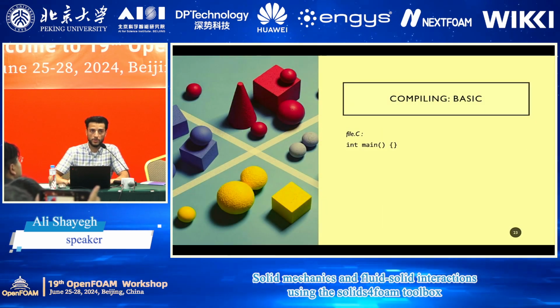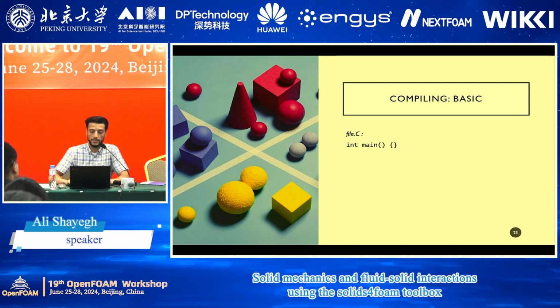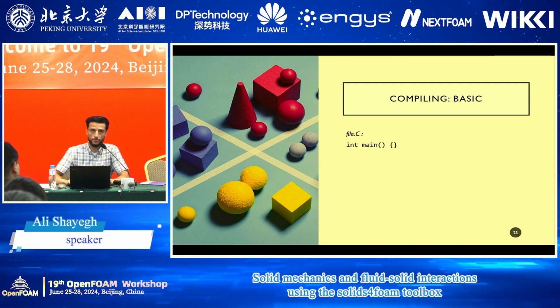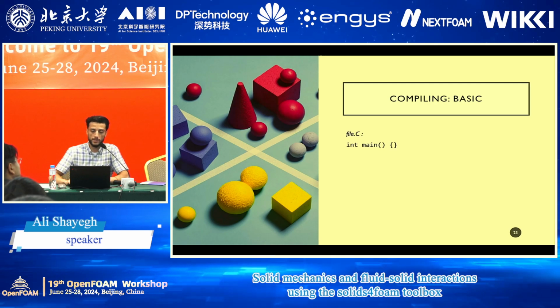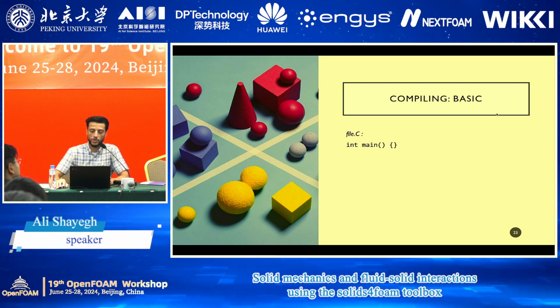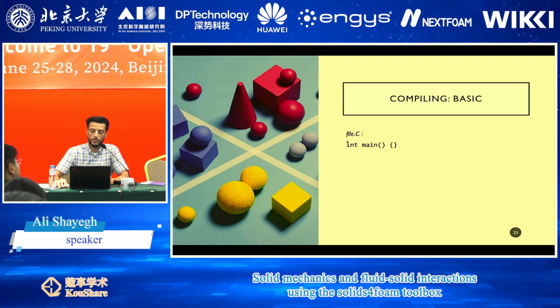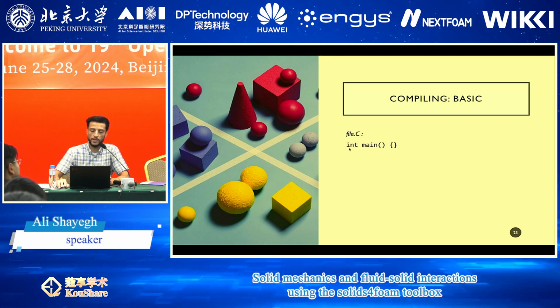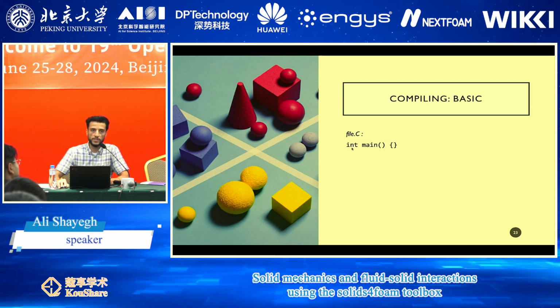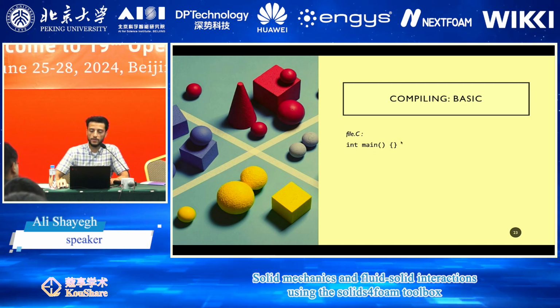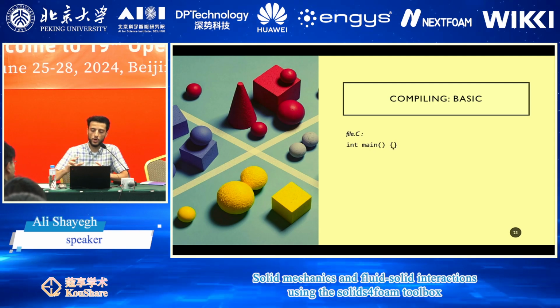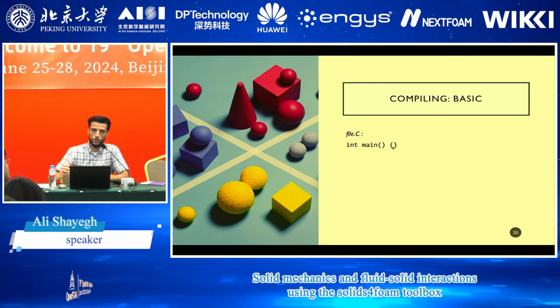So I assume that you are new to C++. The simplest C++ code looks like this. You have a file called file.C, and you have a function called main, and any function has an output. This keyword shows the type of the output. Here int is a keyword which refers to integer, and everything inside the curly brace is the process that the function is supposed to do over the inputs.